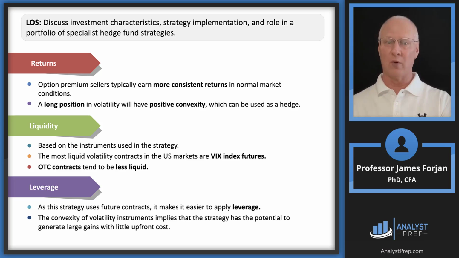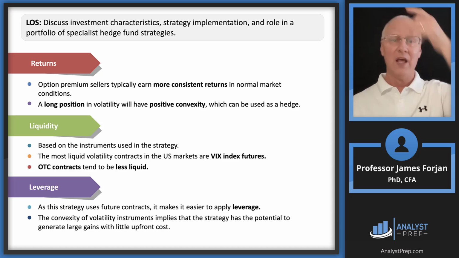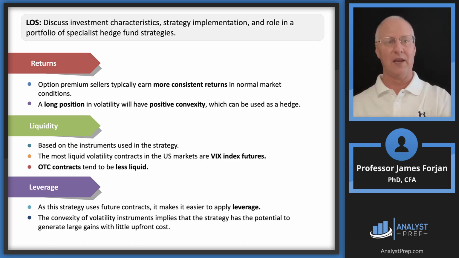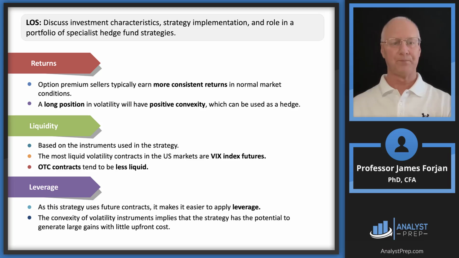So remember this: normal market conditions, which exist most of the time, right? More consistent returns, long position in volatility, which has positive convexity. Oh my gosh, how cool is that? And that positive convexity can then be used as a hedge.